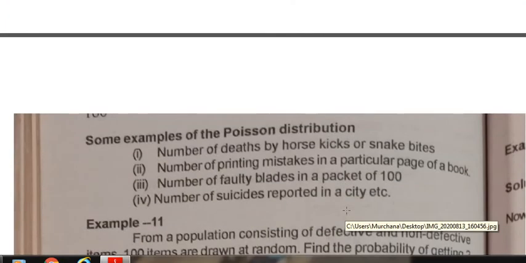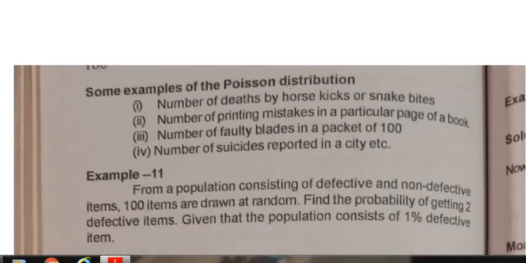For example, the number of deaths by snake bites is an example of Poisson distribution. These are some examples of Poisson distribution.